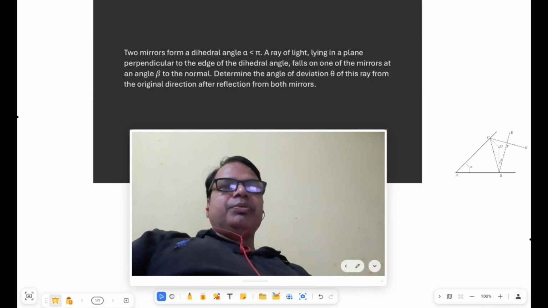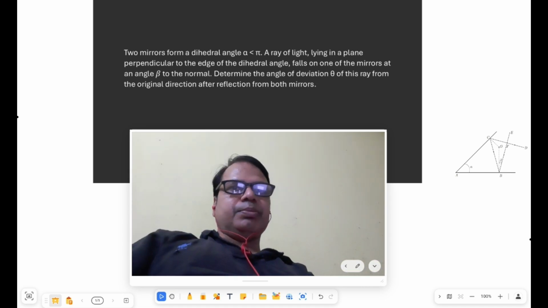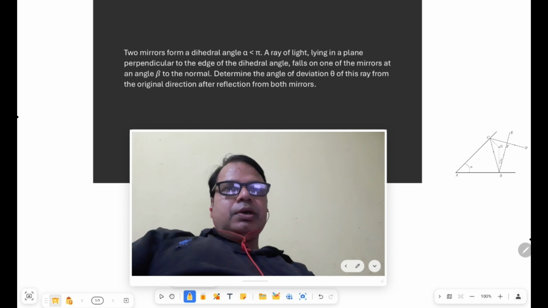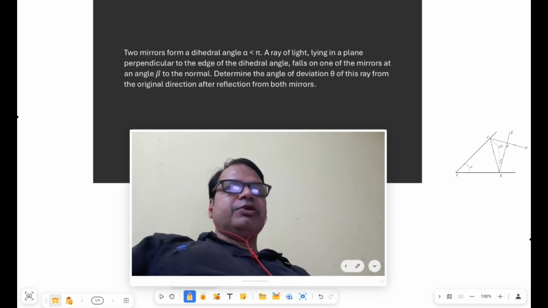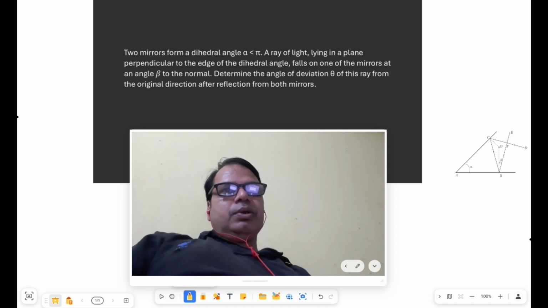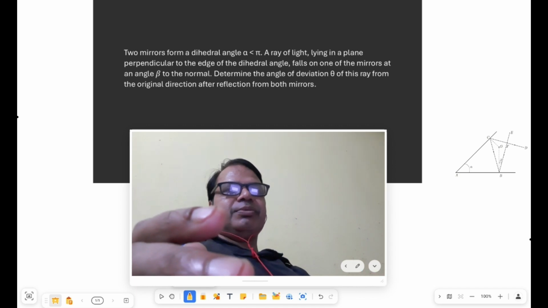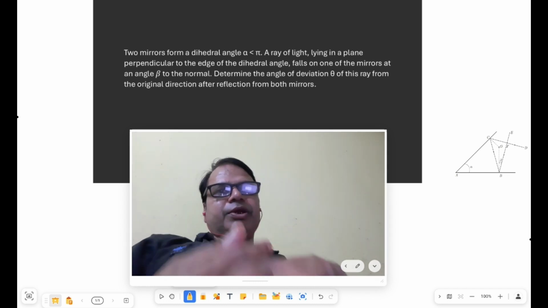And we have one more problem to solve. As you can see, the statement of the problem is on the screen, and it says two mirrors form a dihedral angle. The angle between two planes is usually called a dihedral angle, and that is alpha, which is also less than pi. So basically it will be less than pi by 2 also. But pi has a special symbolic meaning here, so you don't need to worry about it.